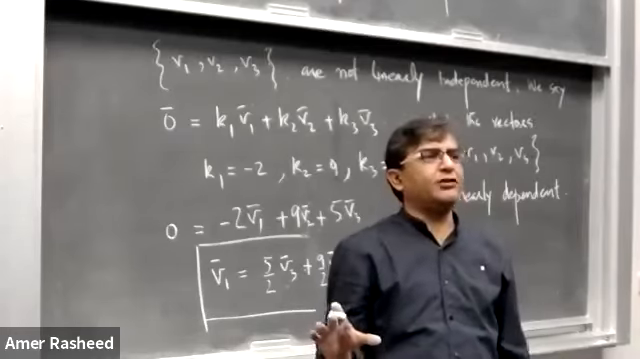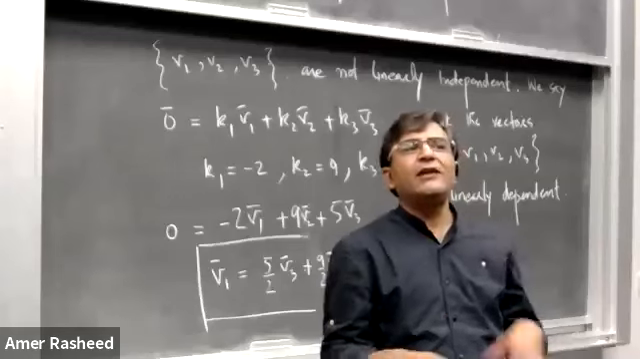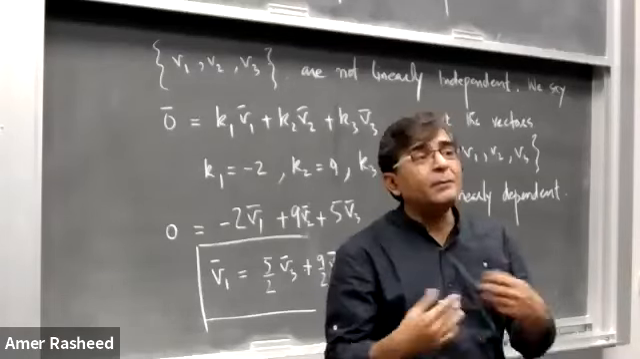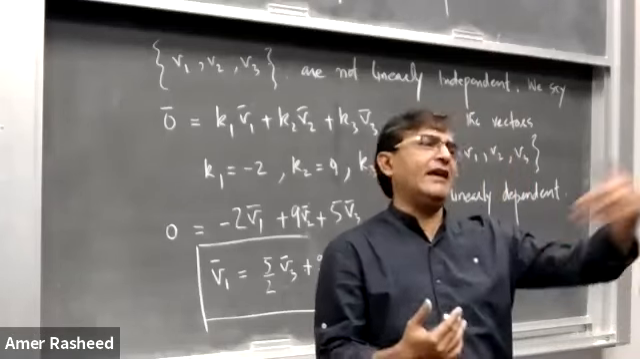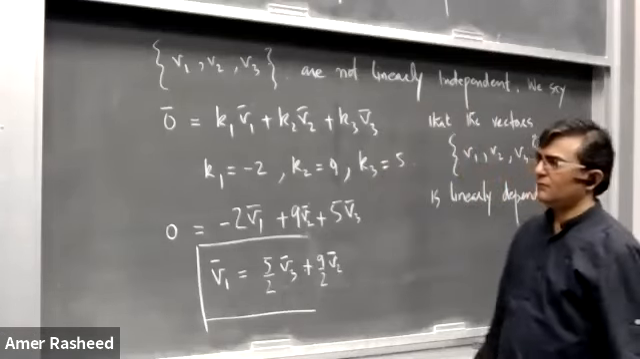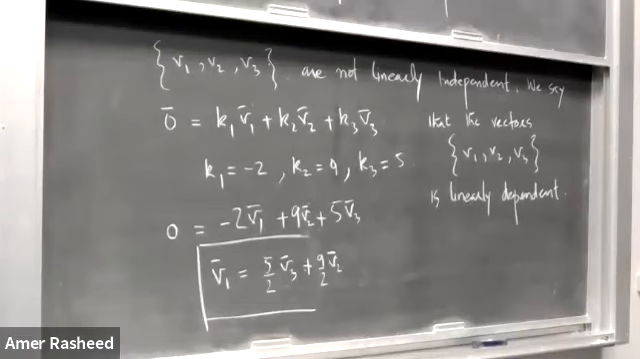सही हो गया सर। You got it? Yes, sir. If there is no solution of the non-homogeneous linear system, then we say that B cannot be written as a linear combination of vectors v1, v2, so on, vn. Okay. Any other question?